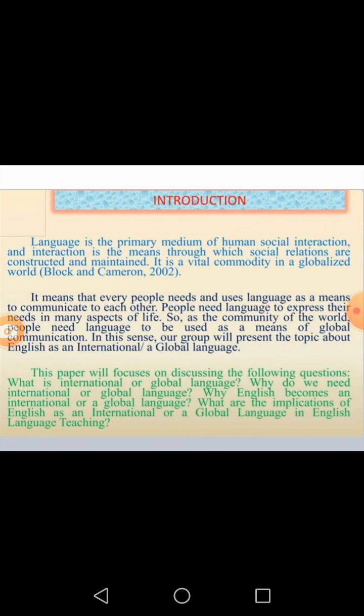It is a vital commodity in a globalized world. It means that every person needs and uses language as a means to communicate with each other. People need language to express their needs in many aspects of life. So in the community of the world, people need language. All the people living in a country or in the world need a language to communicate, because if they don't have a language, how can they convey their message to others? So language is the primary medium of human social interaction.